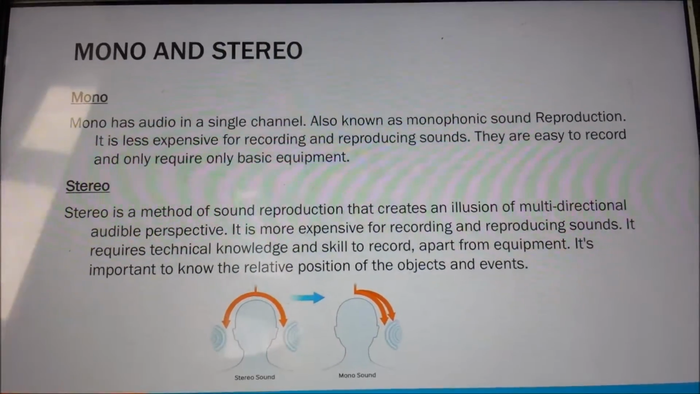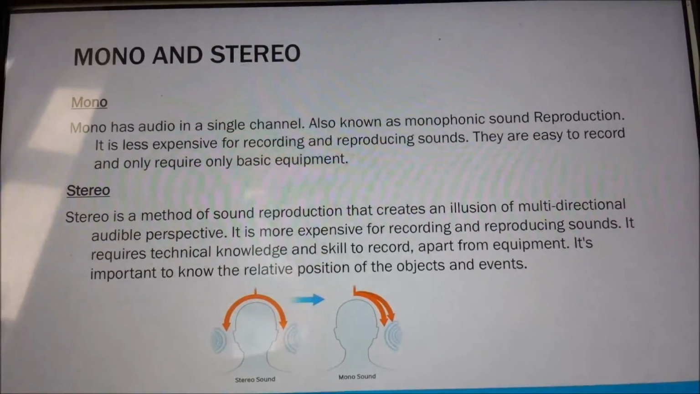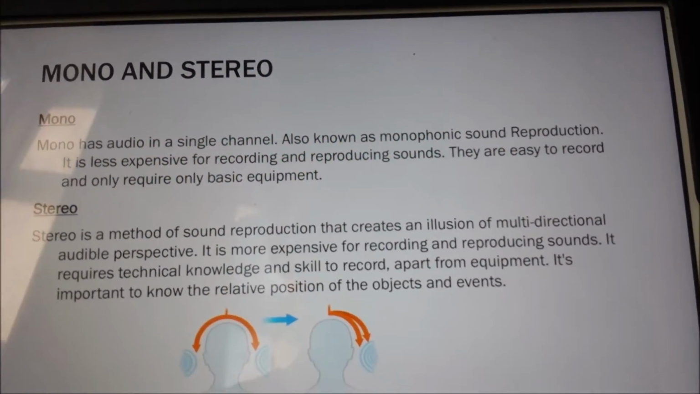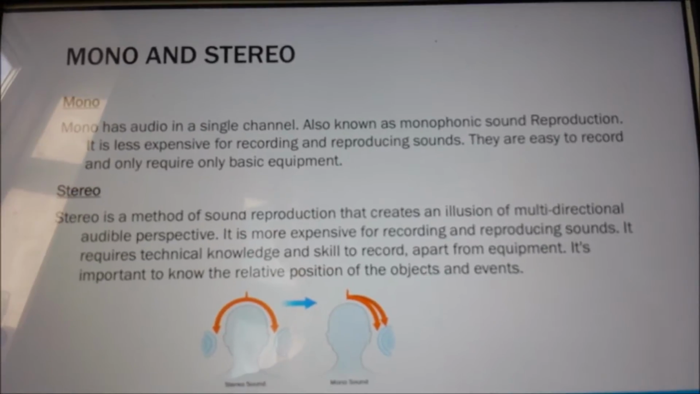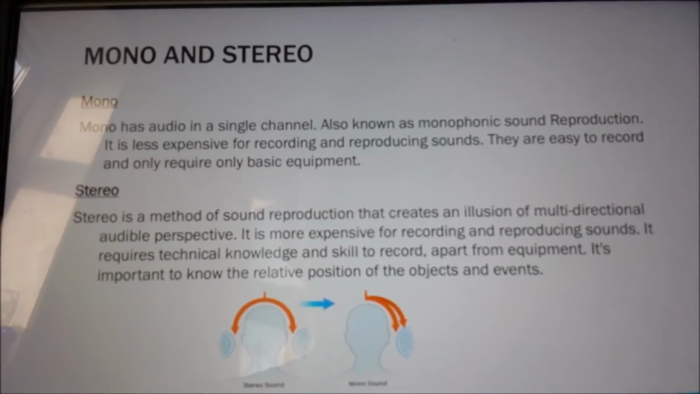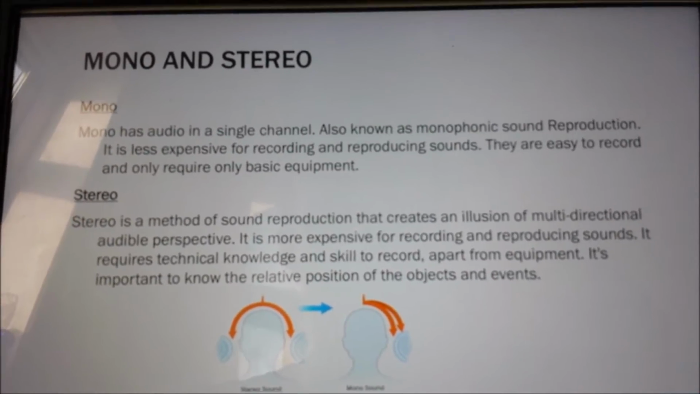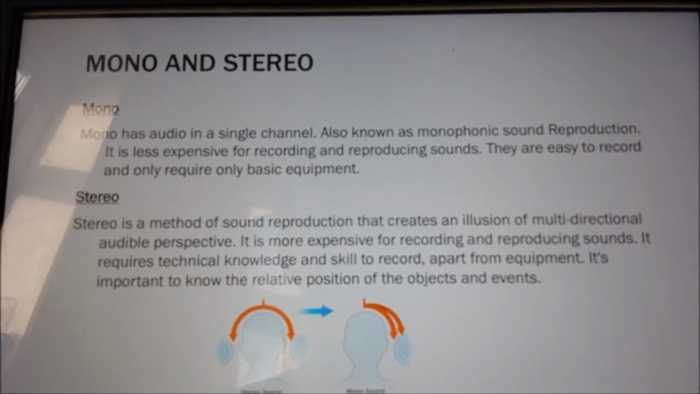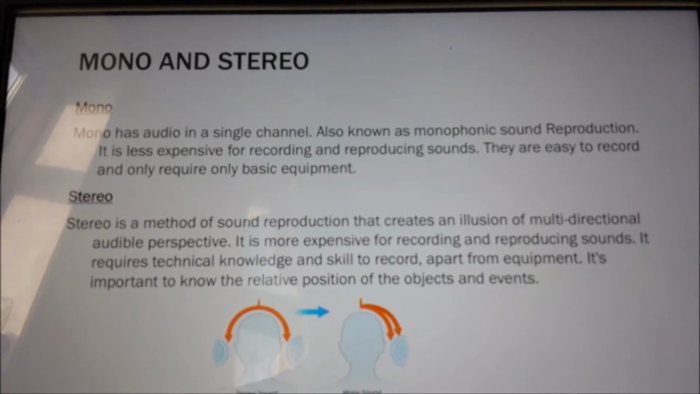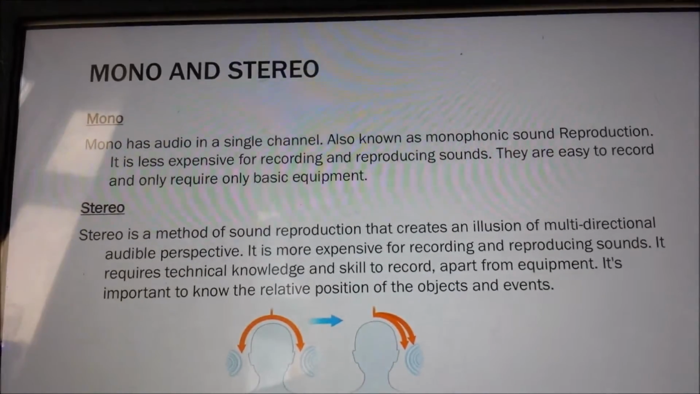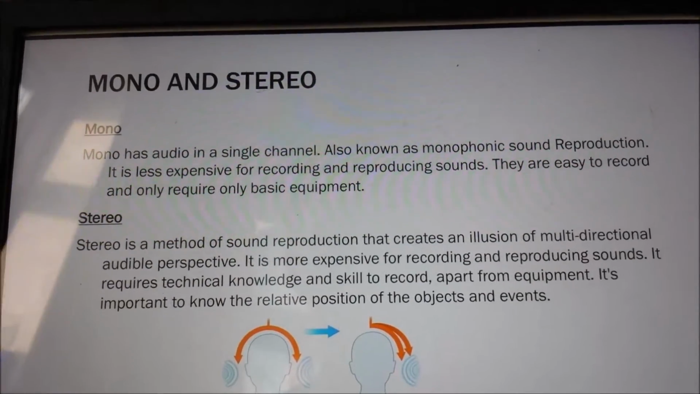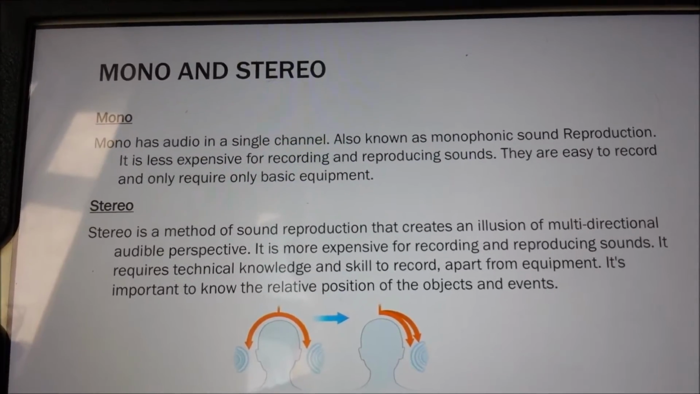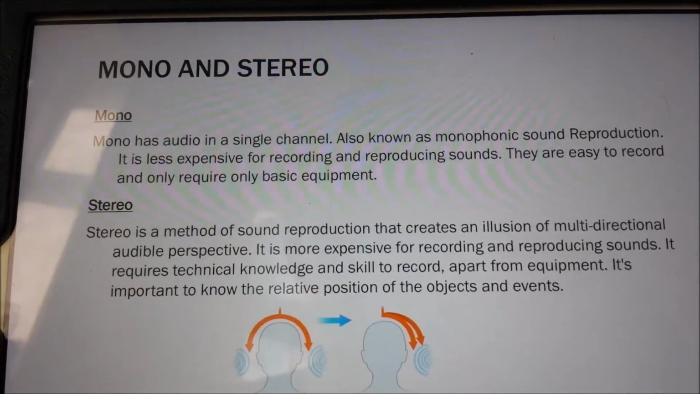Mono and stereo. Mono has audio in a single channel and is also known as monophonic sound reproduction. It's good for people who are deaf in one ear, because you can just send the sound to one side of an earphone instead of both sides. And it's easy to record because it only requires basic equipment. Stereo is sound from multiple directions, and it's quite expensive for recording and reproducing sounds, and it requires a lot of technical knowledge and skill to record.